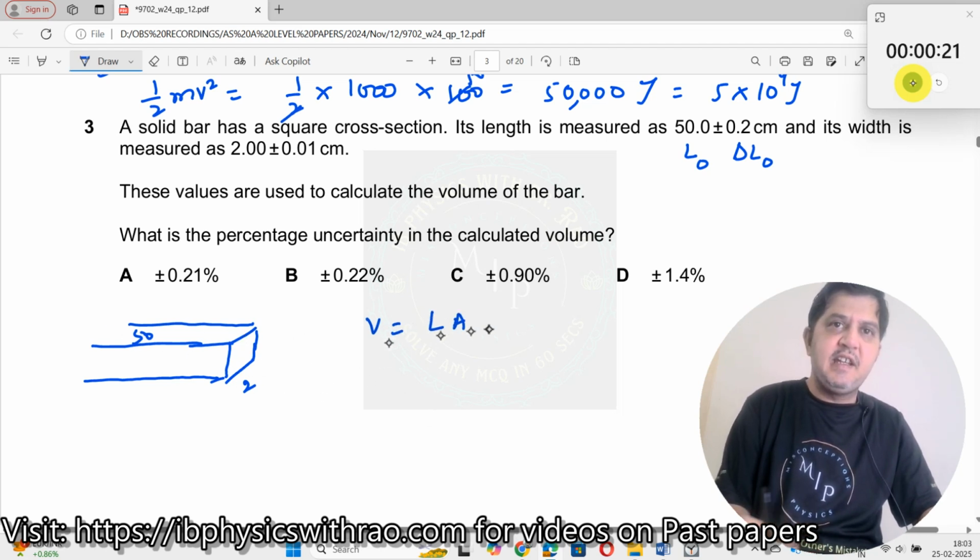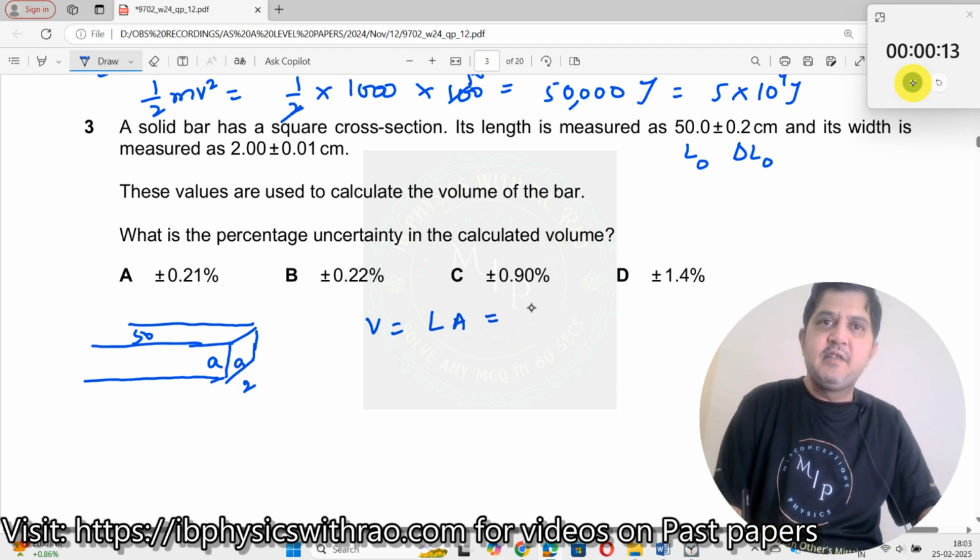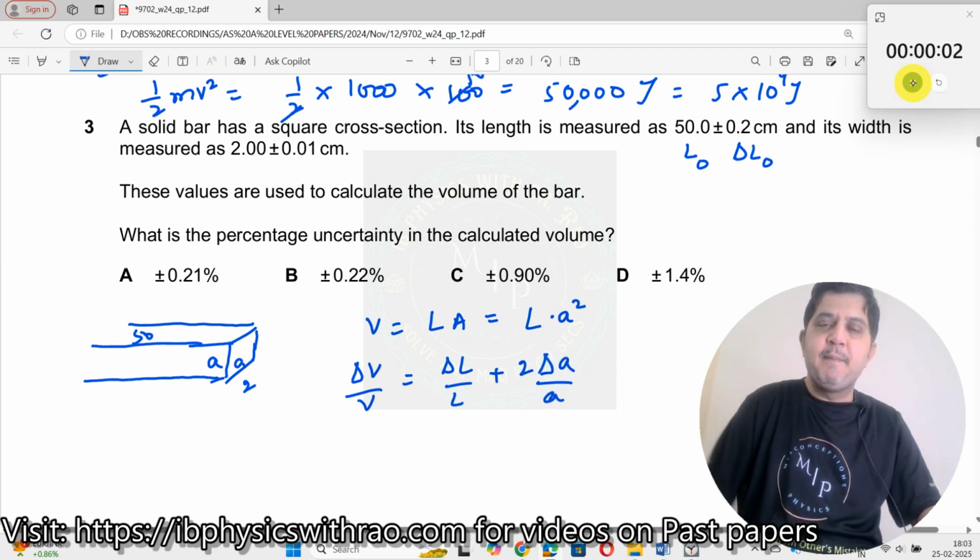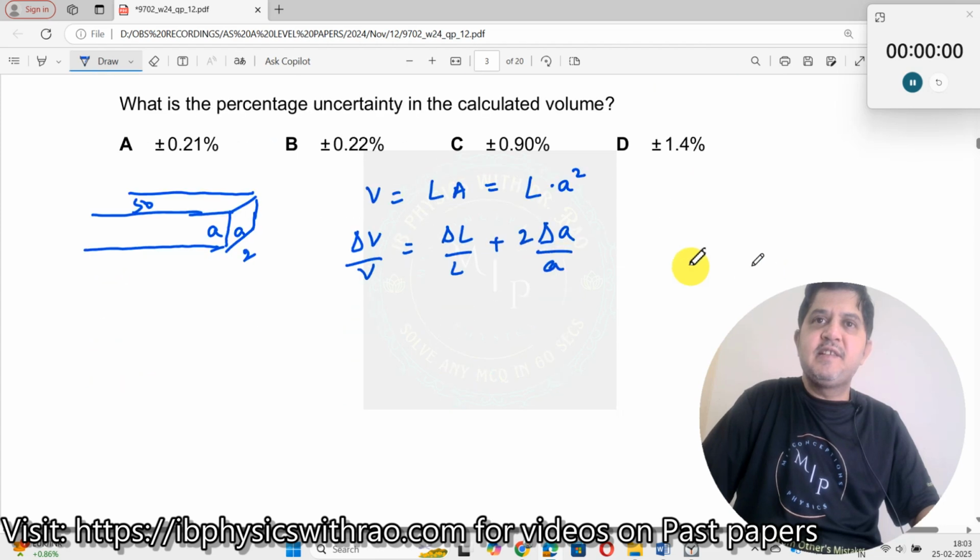Okay, what is the area here? Area here, let us say for example, if this length is something like A here, and this is also A here because it's square. So I can now write L into A square over here. Okay, so now let us calculate delta V by V, which should be delta L by L plus 2 times delta A divided by A. Okay, when I do this, what is the answer I get over here?